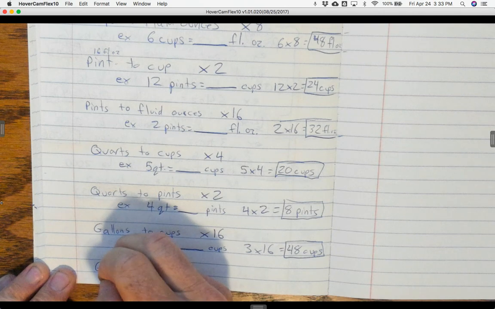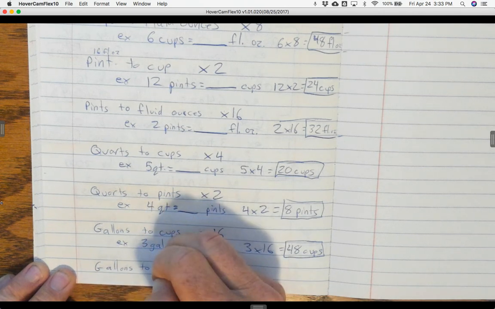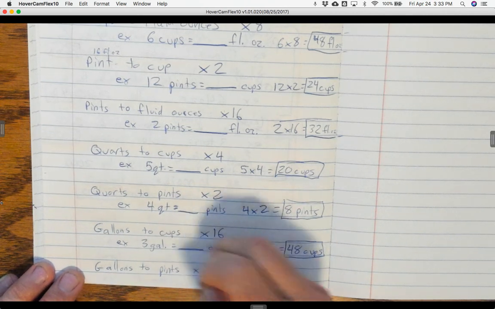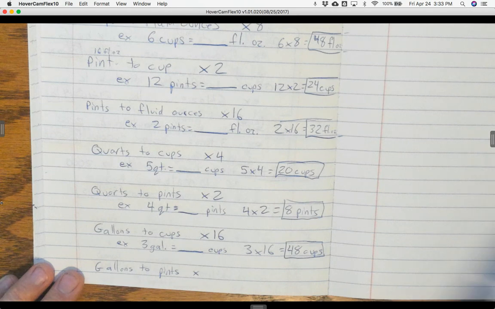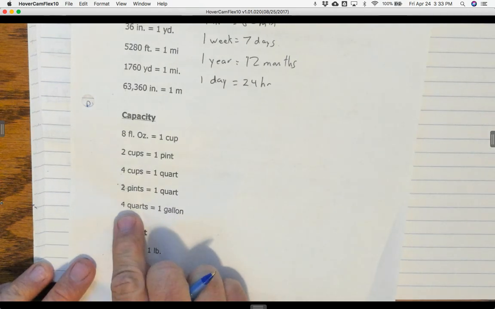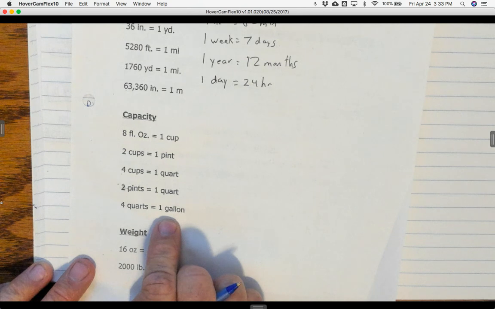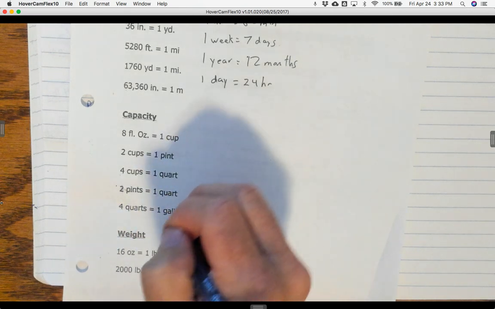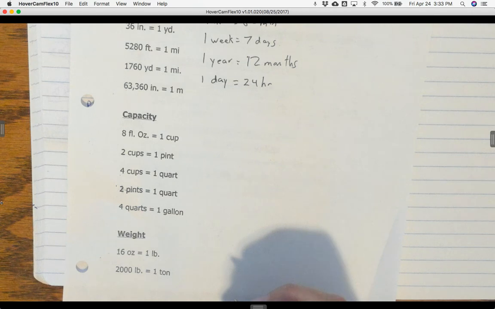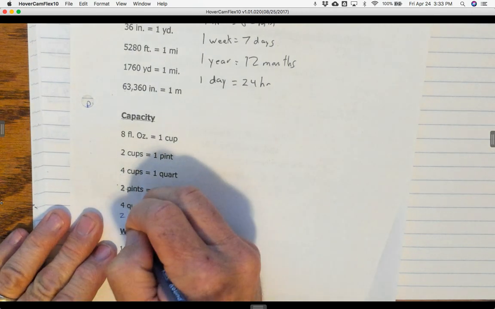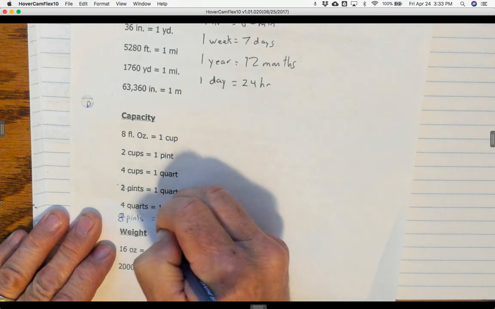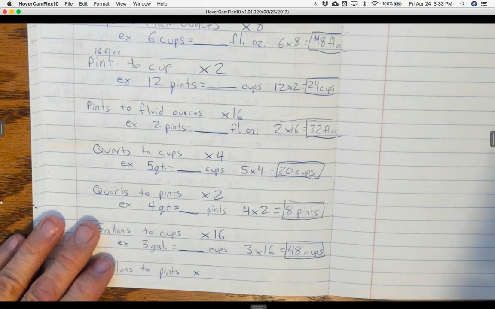Gallons to pints. Again, large to small. How many pints are in a gallon? Let's see. There's 4 quarts in 1 gallon. And even though it doesn't say, there are 2 pints in each quart. That's going to give us 8. 8 pints equals 1 gallon. I'll add that to my list.